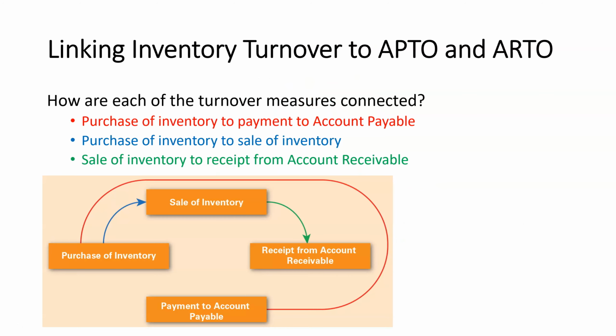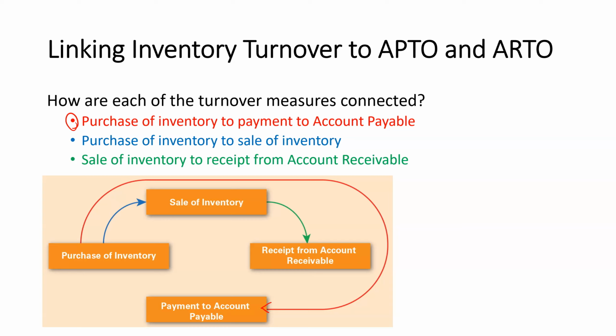So looking at inventory turnover, we can see that there's actually lots of connections between this measure and APTO and ARTO, or accounts payable turnover and accounts receivable turnover. So you can see here, this diagram comes from the Cambridge text for Year 12 accounting, and they've actually broken this down really nicely for us. So we can see that with the red arrow, we've got the purchase of inventory going all the way over to the accounts payable. So we need to think about how these two things are connected.